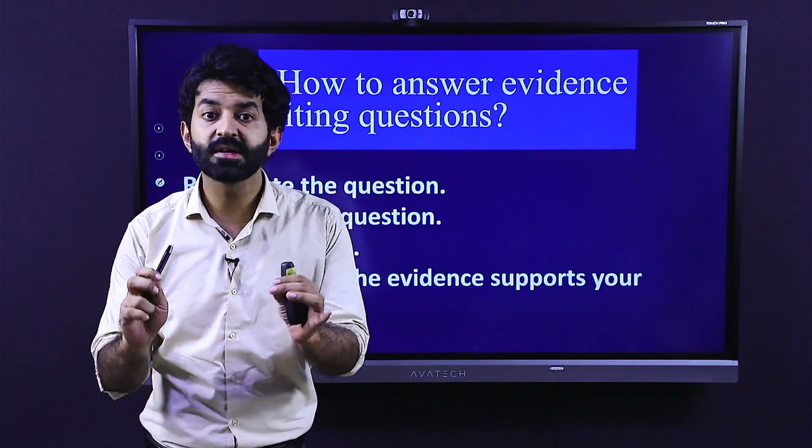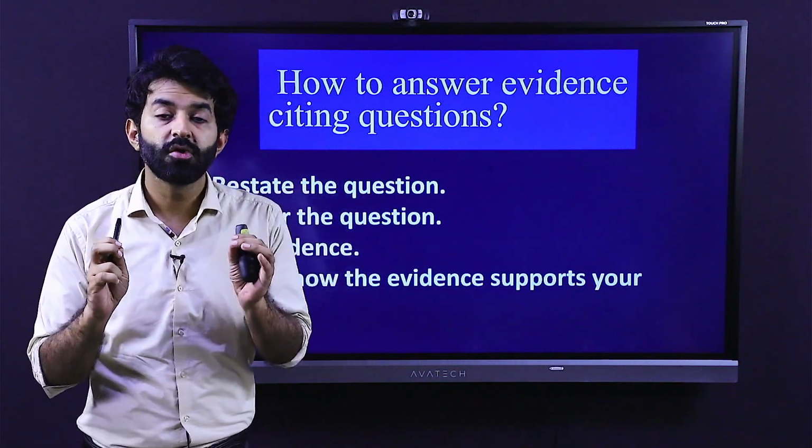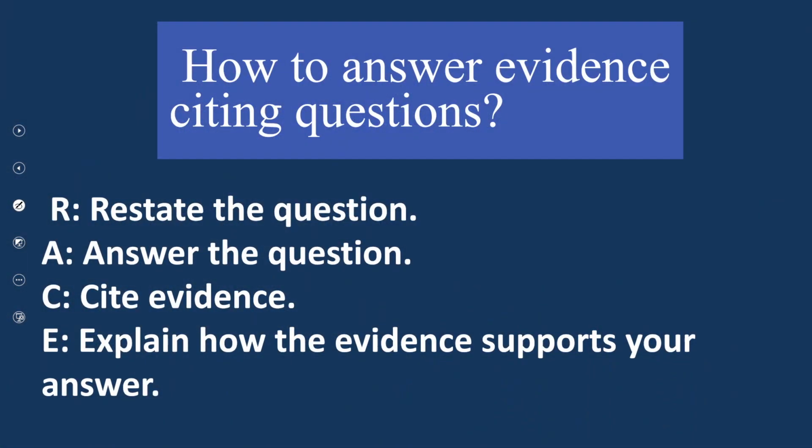Now, students, there is a strategy of reading comprehension. By using it, we can actually understand any kind of deep knowledge question and evidence citing question clearly. This is called RACE. R stands for restate the question, A stands for answer the question, C is for cite evidence, and E is for explain how the evidence supports your answer. It is as simple as it looks.